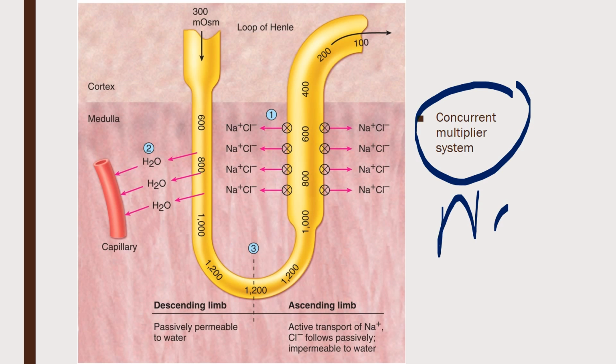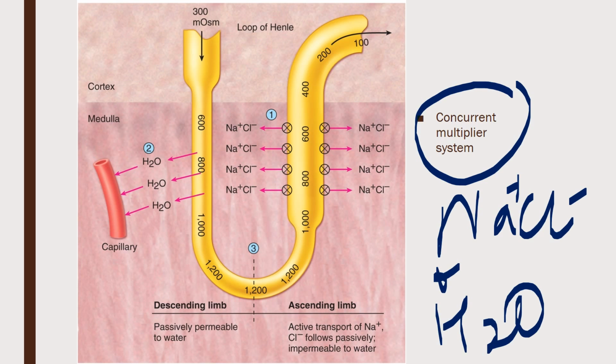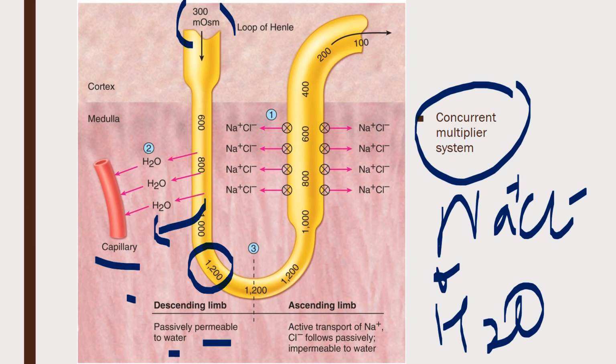So this has to do with NaCl and with water. Within the descending limb, this is permeable to water, so water is going to come out and enter into the capillaries. So we see that the osmolarity will change, going from 300 milliosmoles up to 1200 milliosmoles. This means as water is leaving, we're becoming more concentrated. Again, this is happening at the descending limb of that loop of Henle for that tubular component.